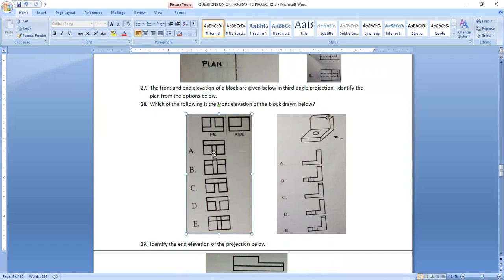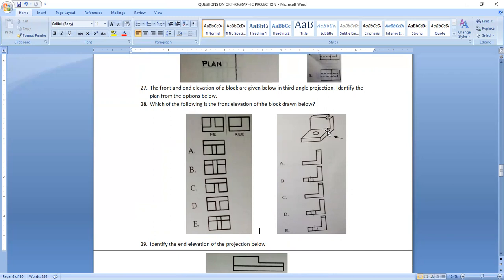Looking at all the options that we have here, option D is the correct answer to this question. Just make a sketch of the isometric view and you will know that the answer is option D. Then we come to question 28, which says: which of the following is the front elevation of the block drawn below? So this is the block and the arrow is in this direction.